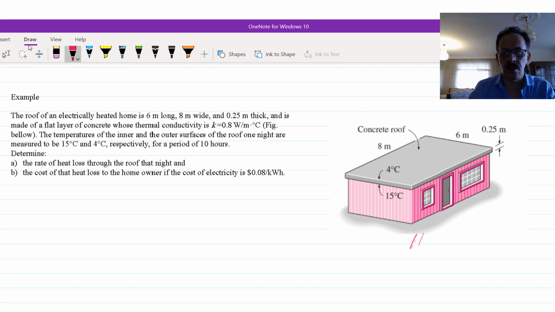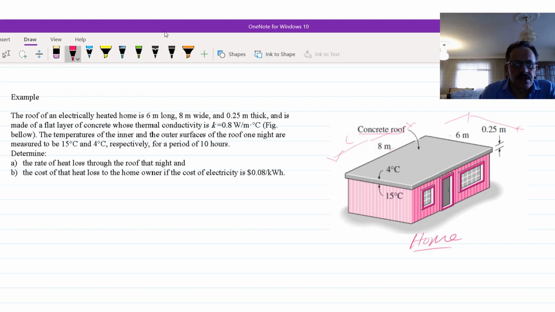This is a home, and this home is electrically heated. It means that inside this home we have a heater, and the area is about 6 meters by 8 meters, the length multiplied by the width, about 8 times 6 meter squared. It's made from concrete, which means we have a concrete roof.